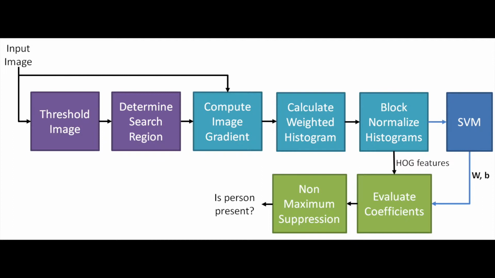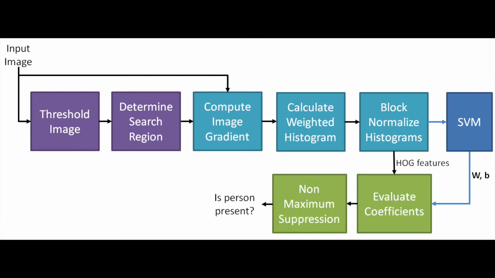We use the histogram of oriented gradients, or HOG, technique. The steps of this algorithm are represented by the teal boxes. First, we compute the image gradient for each pixel in the image, and then we create histograms binned by the angle of this gradient. Finally, we create a feature vector by block normalizing our histograms.